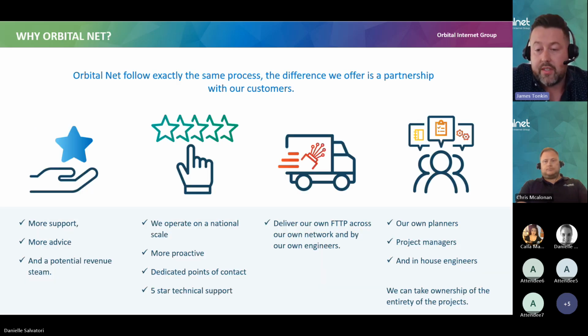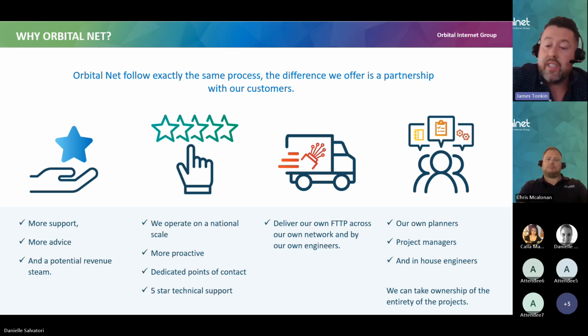OrbitalNet follows similar processes to Openreach. The difference we offer is a partnership with our customers. We offer more support, more advice, and a potential revenue stream. As a smaller business that operates on a national scale, we are able to be more proactive, offer dedicated points of contact, and offer the end users 5-star technical support. We have grown as an independent ISP and now can deliver our own FTTP across our own network and by our own UK-based engineers. I have spent the last 3 years building our fibre team, now including planners, project managers and in-house engineers. We can take ownership of the entirety of the project, end to end.